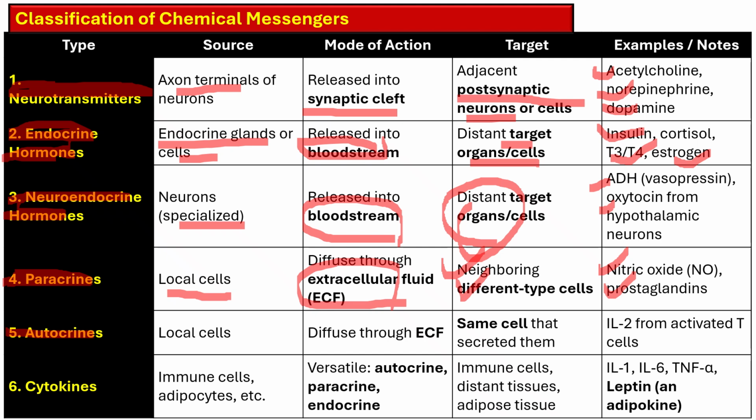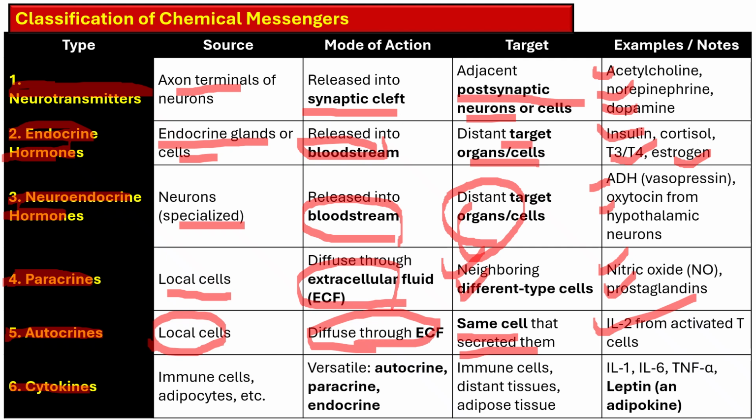Then some of these chemical messengers have autocrine effects. They are secreted from the local cell, and they diffuse through the extracellular fluid and act on the same cell that secreted them. The example is interleukin 2, which is secreted from activated T cells.